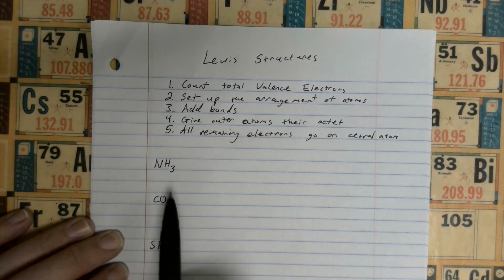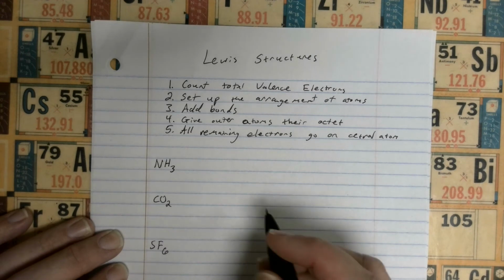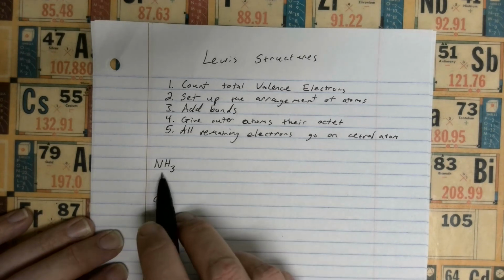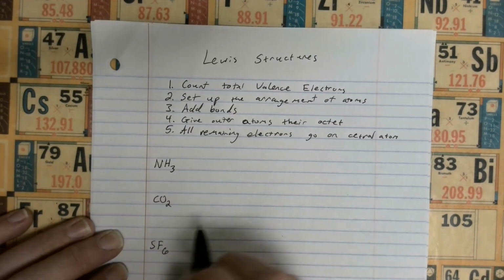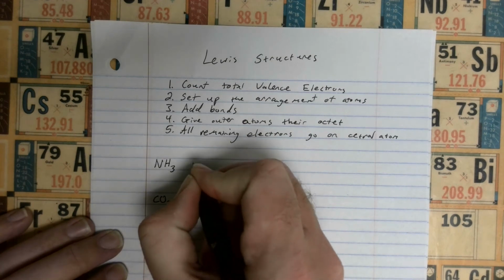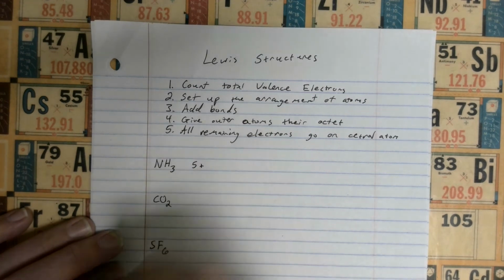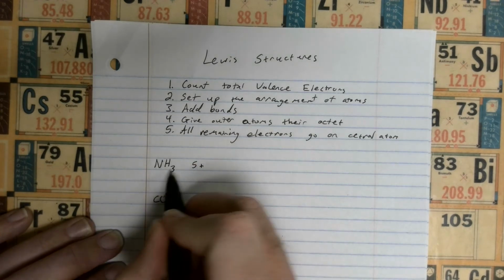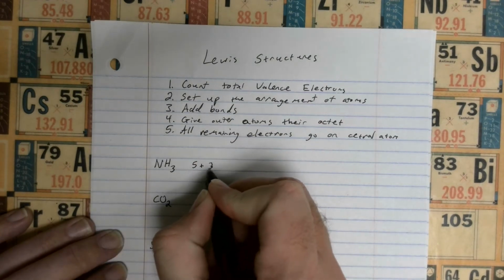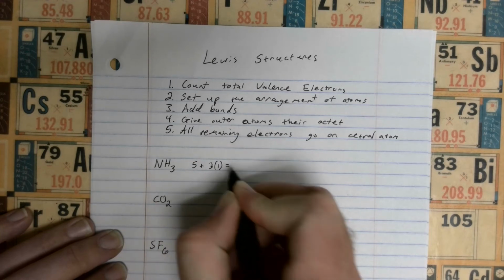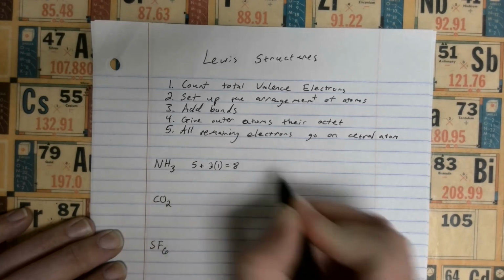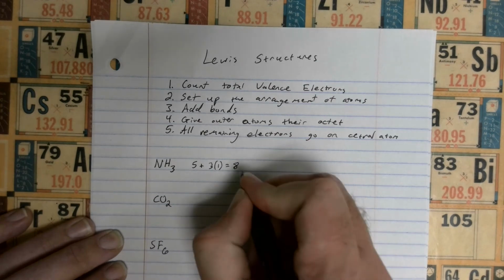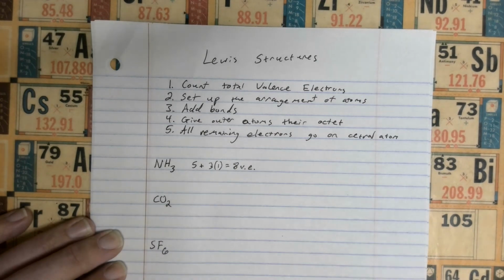So we will start with NH3, so ammonia. I know N is in group 15, so it has 5 valence electrons. I know that hydrogen is in group 1, which means it has 1 electron, and I have 3 of them. So 5 plus 3 times 1 gives me 8 total electrons. So I get to use 8 valence electrons.